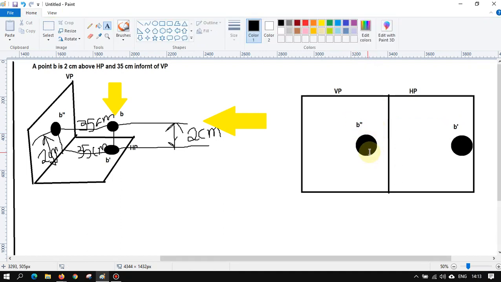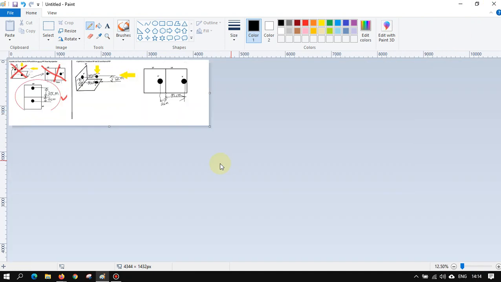Now, what would be the distance of B double dash from this line? 2 centimeter. Correct. I'm not writing the 2 centimeter. From this line to this point, what would be the distance? 35 centimeter. Very good. 35 centimeter. I'm writing with my mouse, that's why I'm getting this distorted one.